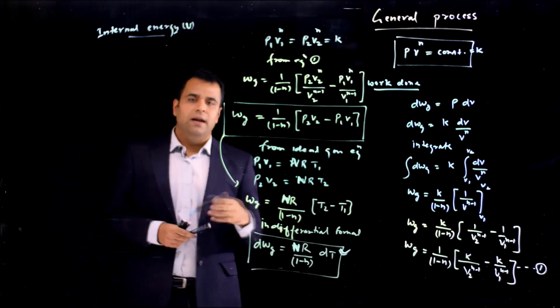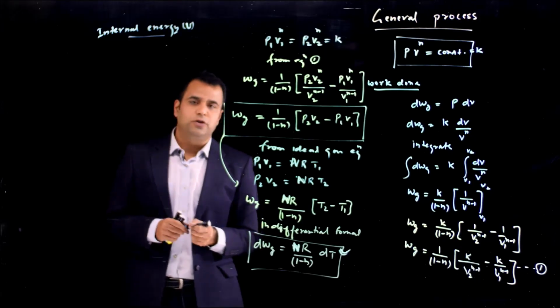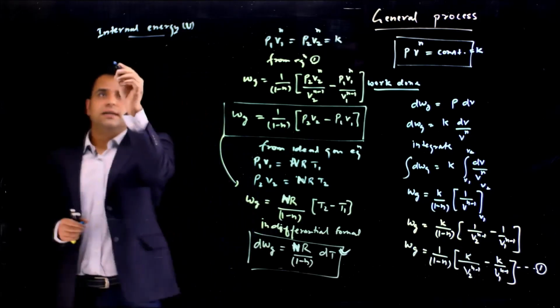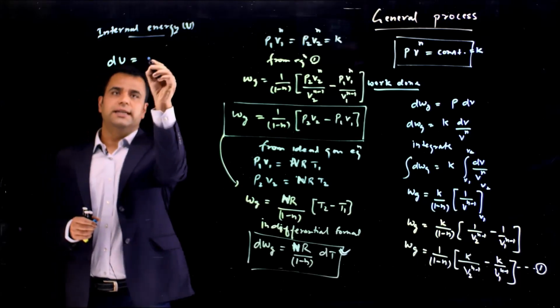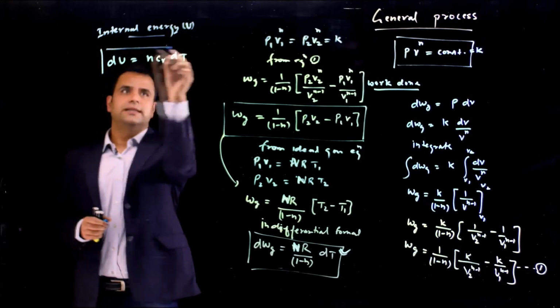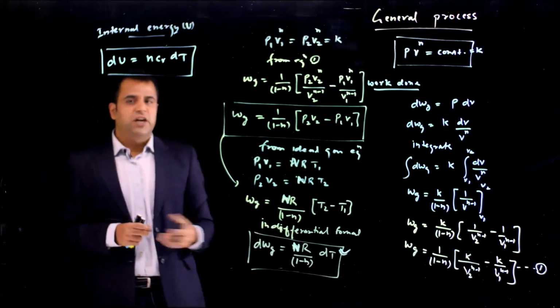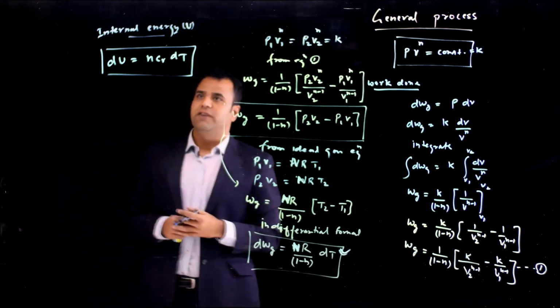Because we know the internal energy does not depend upon process, whether you are going for any specific process like isochoric, isobaric, or you go for a general process. The differential equation for internal energy is N Cv dT. This is the differential equation for internal energy. This is the differential equation for work done by gas. This is the differential equation for internal energy.